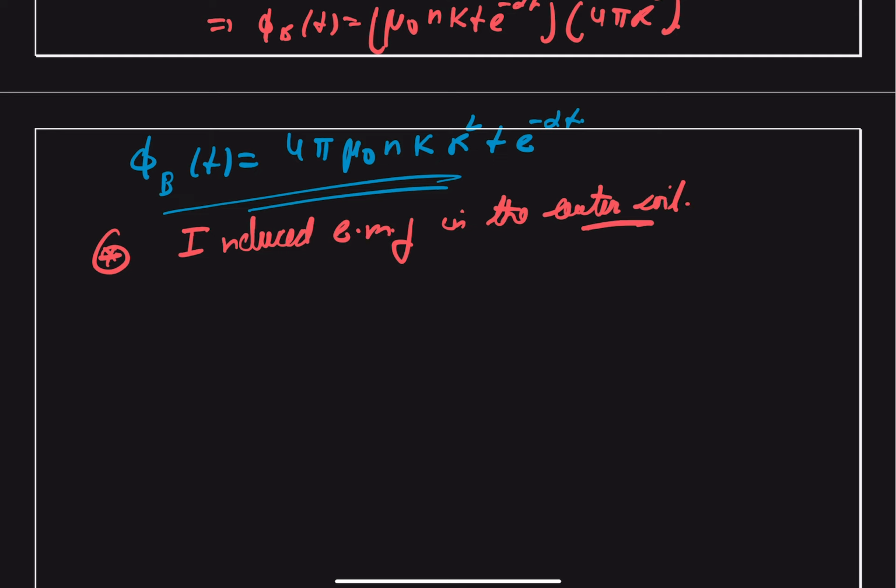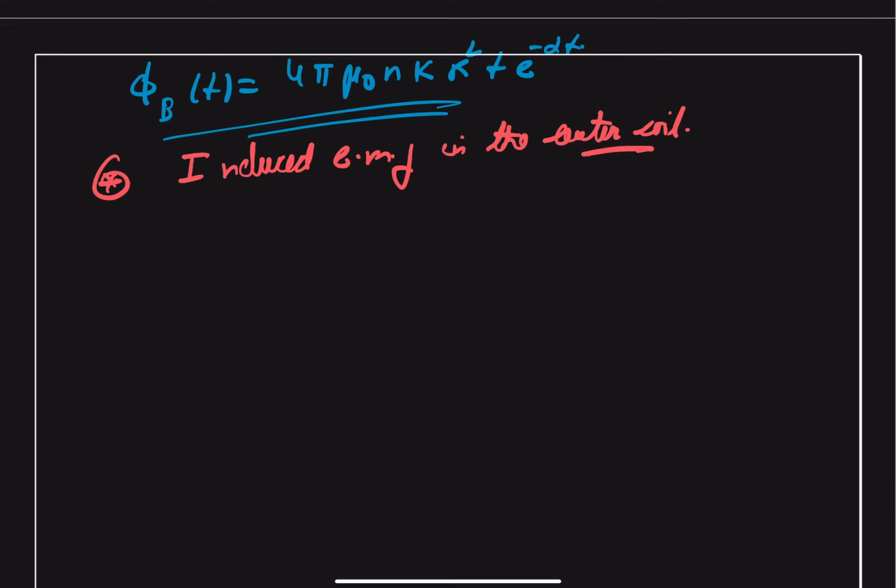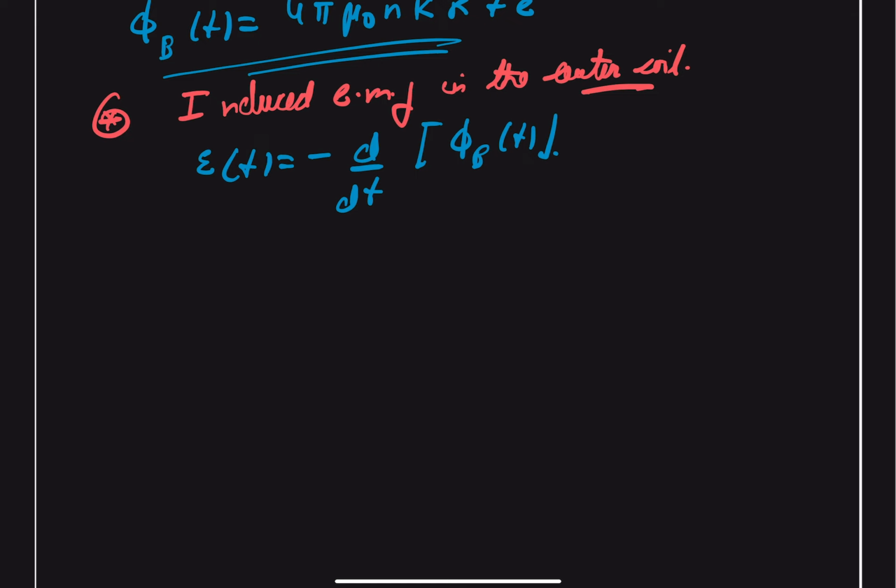And if induced EMF is the negative derivative of the magnetic flux, so induced EMF is equal to the negative derivative of our induced flux. So now we are going to differentiate the flux.